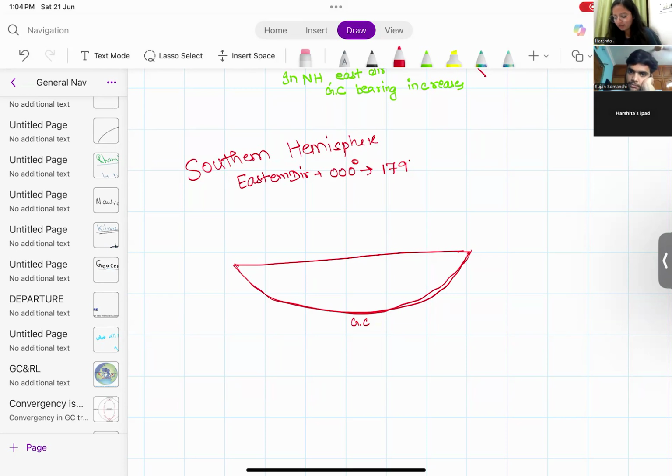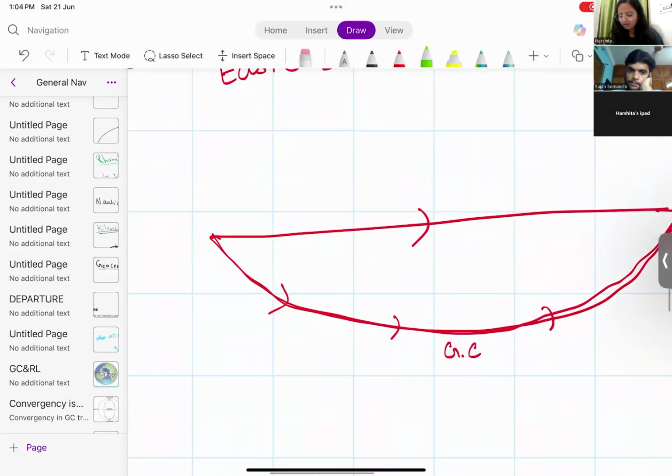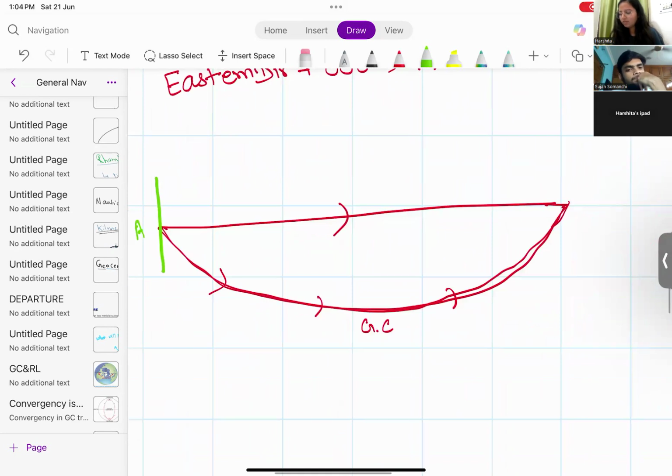Eastern direction. That means we are going like this. All right. This is your point A. This is your point B, because we are going in the eastern direction.